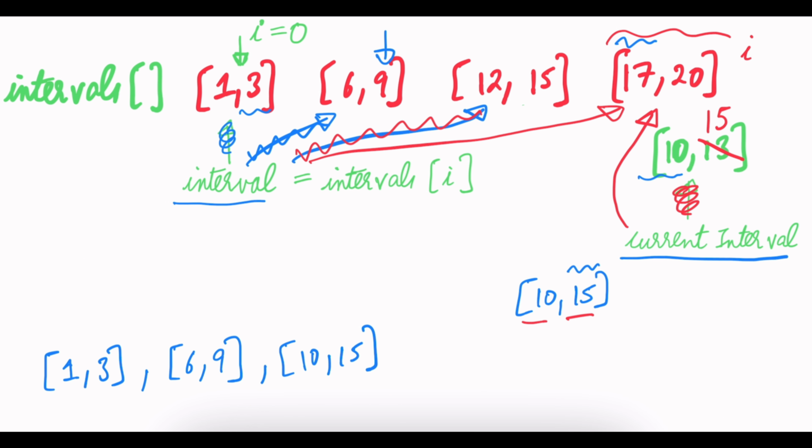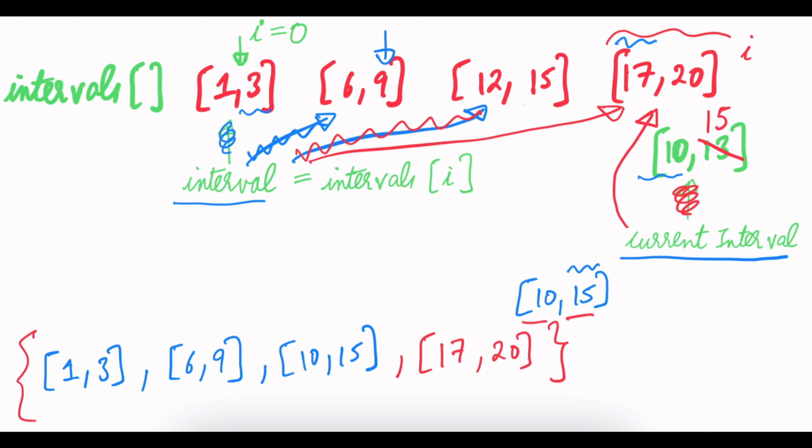After we are done iterating over the array, we are going to add this current interval to our final list. That is going to add 17, 20 to our final array of intervals. So this is going to be our final array of intervals, and at the end we can simply return this and we will be done.